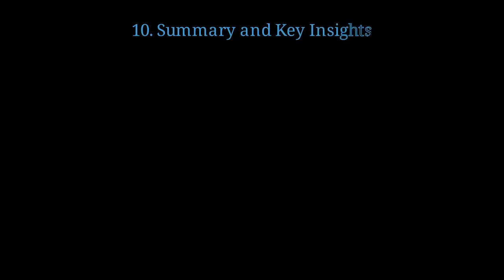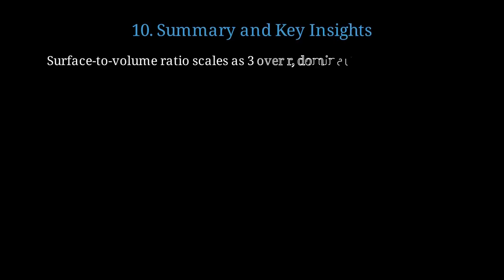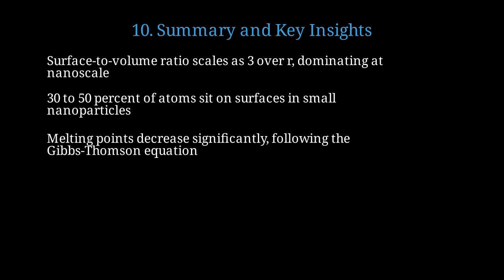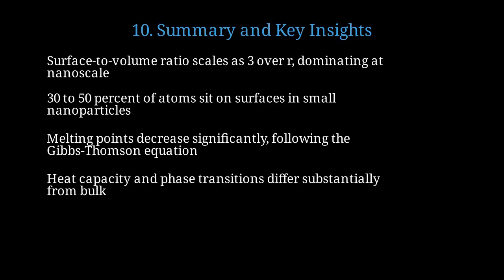Let's summarize the key insights about nanoscale thermodynamics. First, the surface-to-volume ratio scales as 3 divided by radius, becoming enormous at the nanoscale. Second, in particles below 5 nanometers, 30 to 50% of atoms are surface atoms. Third, melting points can drop by 100 Kelvin or more following the Gibbs-Thomson equation. Fourth, heat capacity and phase transitions behave very differently than bulk materials predict.